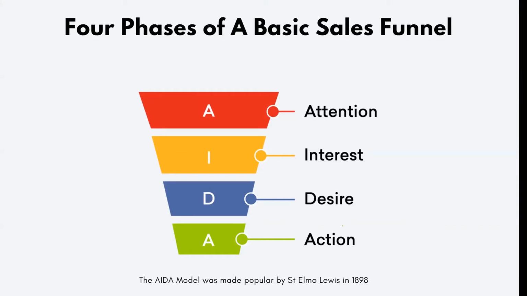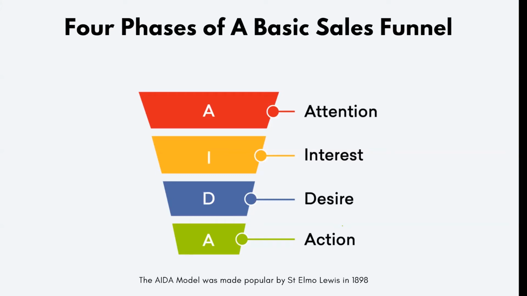These 4 phases use the AIDA model. This AIDA model has been improved upon over the years, but it was first made popular by St. Elmo Lewis in 1898. AIDA is an acronym for attention or awareness, interest, desire or decision, and action. There are several names that have been given to this basic sales funnel. Some people call it the customer's roadmap, some call it the buyer's journey. It's been called several names over the years, but at the basic level, this is what it looks like.